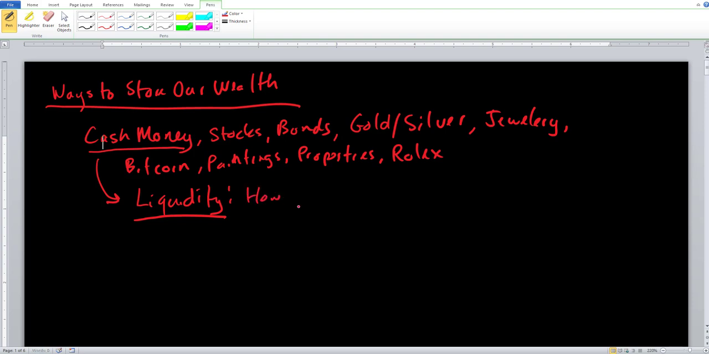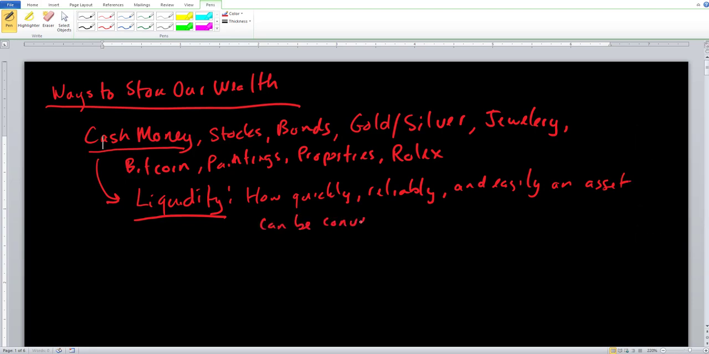So liquidity just refers to how quickly, how reliably, and how easily an asset can be converted into cash. With this, cash money is already cash, so we can use it for transactions right away to buy goods and services. So it is seen as the most liquid type of asset that we have today.